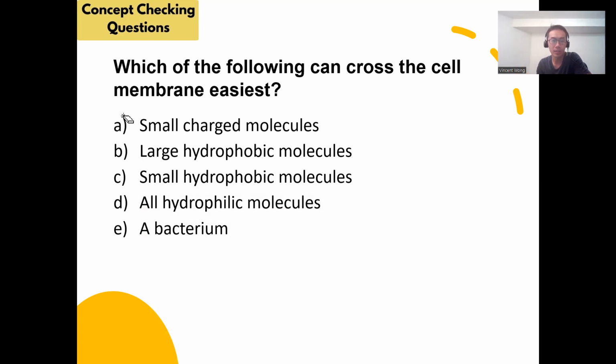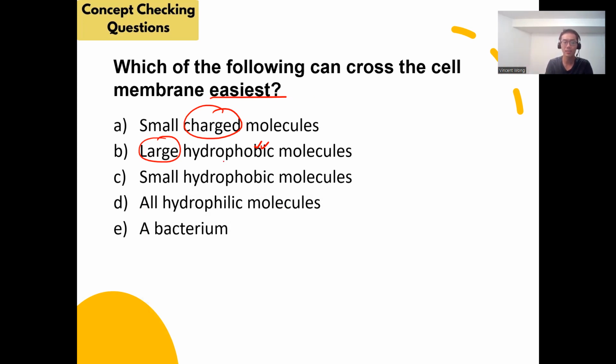Okay, so let's take a look at the first option. Small charged molecules. If it's charged, they can cross, but that's why they need the channel protein, right? So that's not easy. I mean, it can cross, but the question says easiest. Large hydrophobic. Hydrophobic is good, but large is not easy. If it's too large, it again needs help. You might need to do phagocytosis. You might need to do carrier protein.